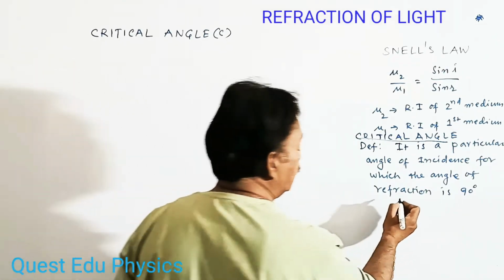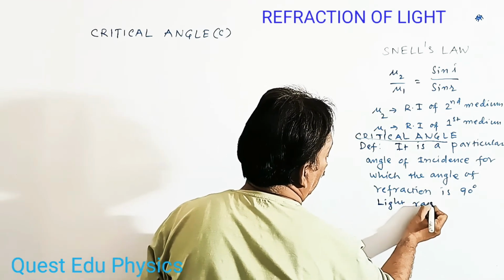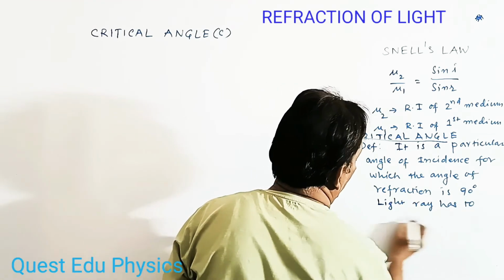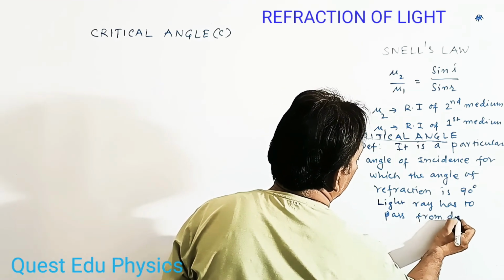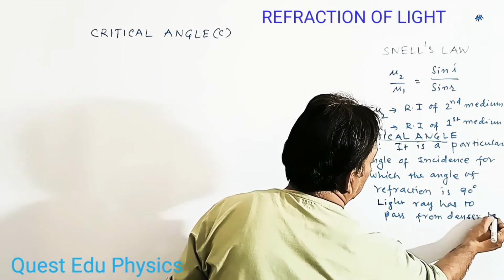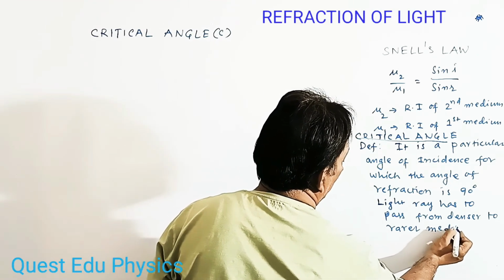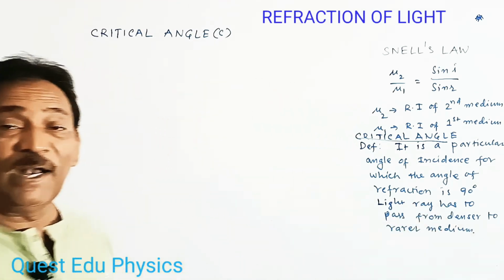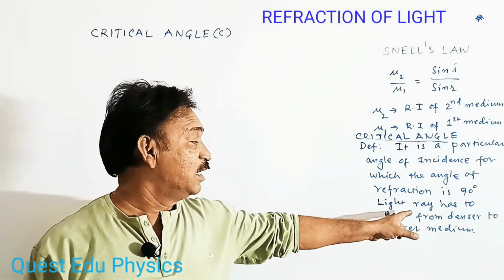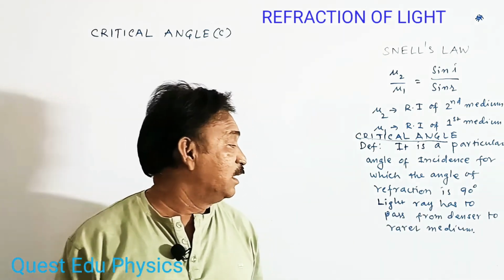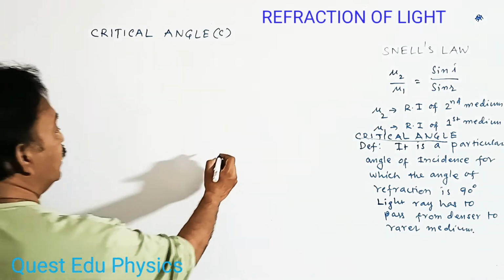What is the condition here? The light ray has to pass from denser to rarer medium, students. Denser to rarer medium. It is the condition. This one you have to remember. It is the particular angle of incidence for which the angle of refraction is 90 degrees, and the condition is that the light ray has to pass from denser to rarer medium. Then see how you will understand this.